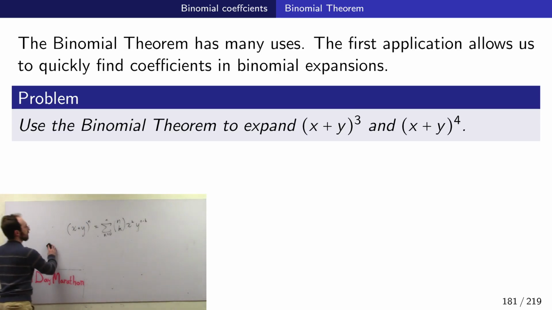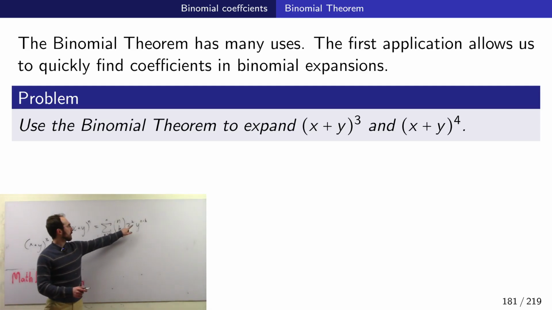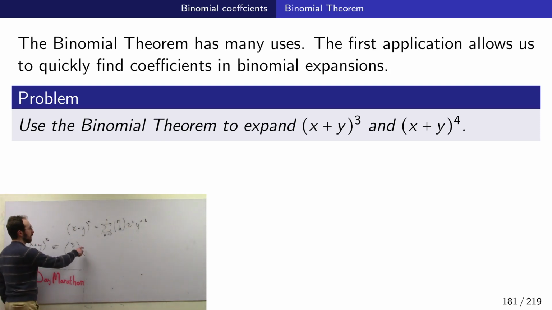Let's do it. Let's expand these. What's x plus y cubed? x plus y to the fourth? I don't know. Let's find out. Okay, well, what does this tell us? Okay, so we're going to go from 0 to 3. Easy. That's the first one. Okay, we have these matching. We got a 3 choose 0. What's that going to be the coefficient of? Well, we chose 0 x's, and we chose 3 y's.